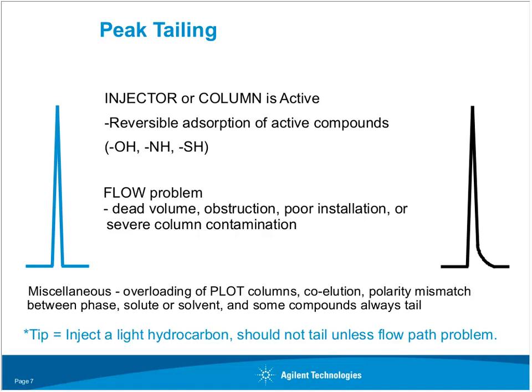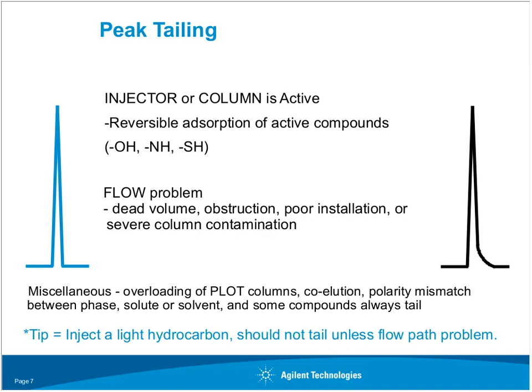If we're looking at peak tailing, it's usually caused by the injector or the column being active. It could be caused by the reversible adsorption of active compounds, with OH groups, NH groups, or SH groups, creating this type of peak tailing. The other thing that can cause it is a flow problem: if there's dead volume, or a partial obstruction. And probably the number one issue is poor installation of the column, followed by severe column contamination.